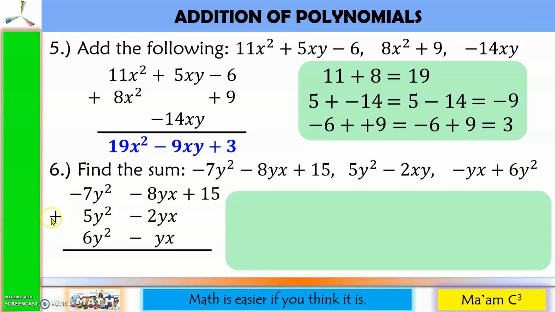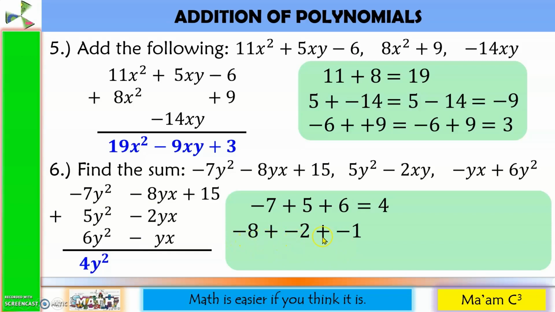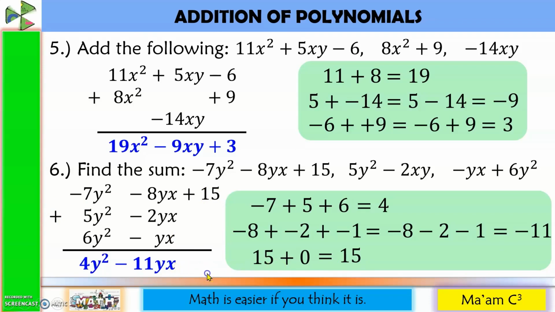This is negative 7 plus 5 plus 6. Negative 7 plus 5 is negative 2, plus 6 is positive 4. So we have 4y squared. Now for yx, we have negative 8 plus negative 2 plus negative 1. So plus minus will become minus, plus minus also minus. So negative 8 minus 2 minus 1. Negative 8 minus 2, negative 10 minus 1, negative 11. So negative 11yx. And then for the constant, 15 plus nothing in here, 15 plus 0. And this is 15. So plus 15.